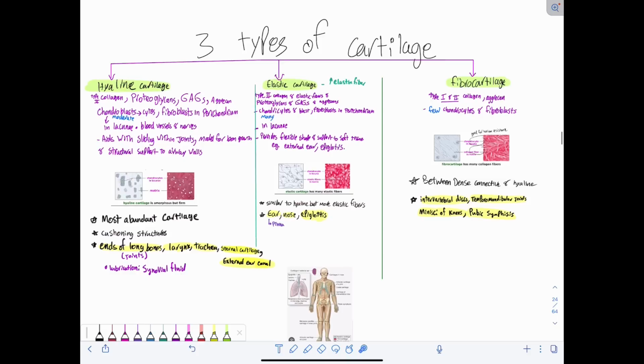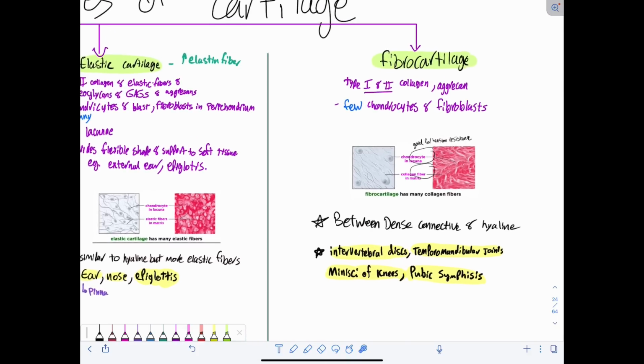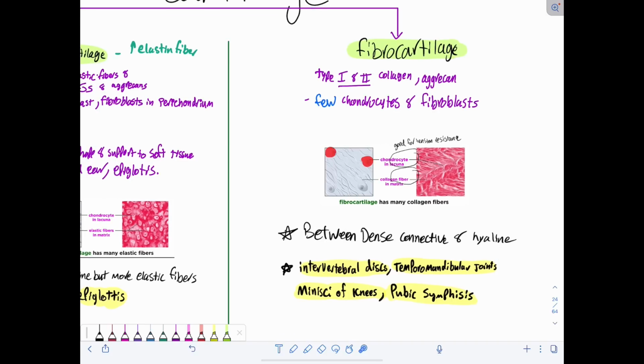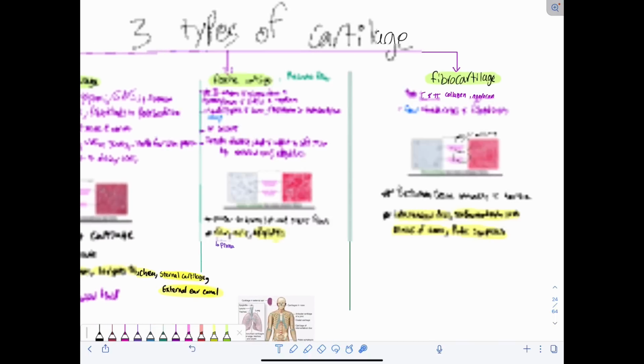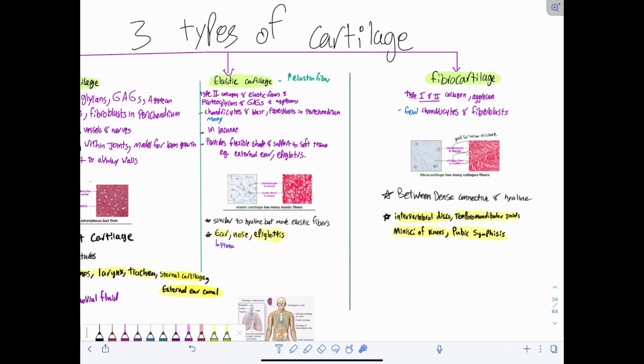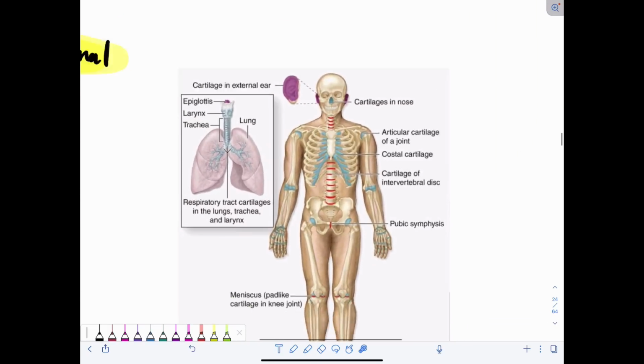That is elastic cartilage. And the last one is fiber cartilage. Now notice fiber cartilage barely has any chondrocytes, barely has any of these lacunae. These houses for the chondrocytes are called lacunae. And fiber cartilage is found in areas such as intervertebral discs, temporomandibular joints, the menisci of the knees, and the pubic symphysis.